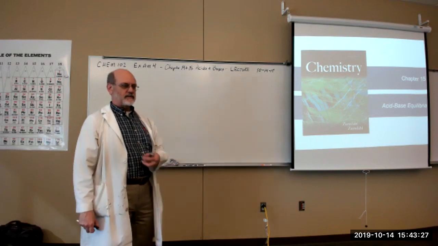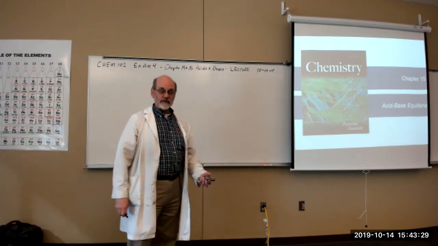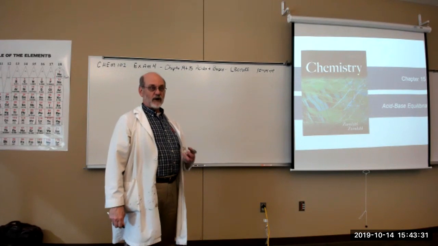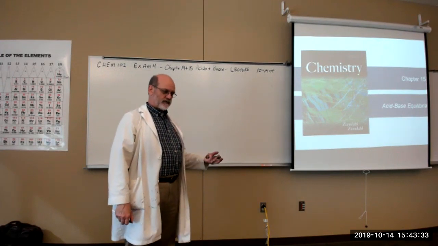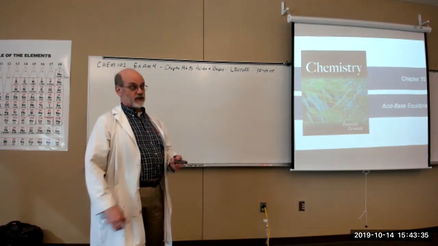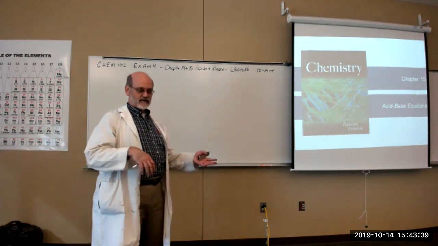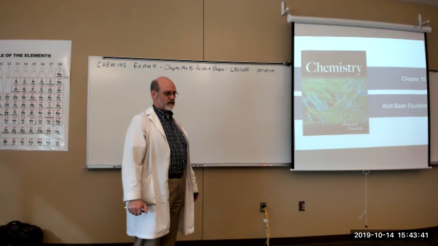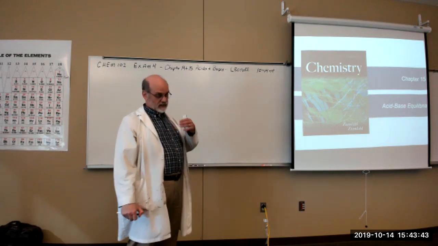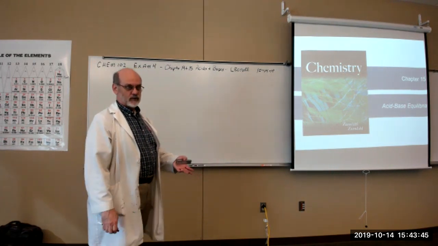I mean, just look at the circulatory system. Blood is buffered between 7.35 and 7.45 pH. That's a pretty narrow range. If you get much outside of that, either acidic or basic, then you're at your health risk pretty quickly.